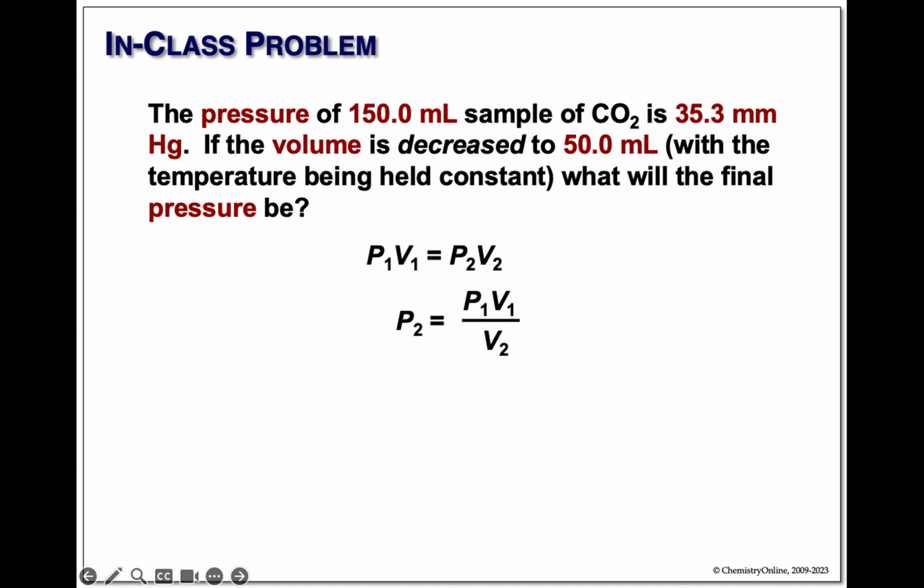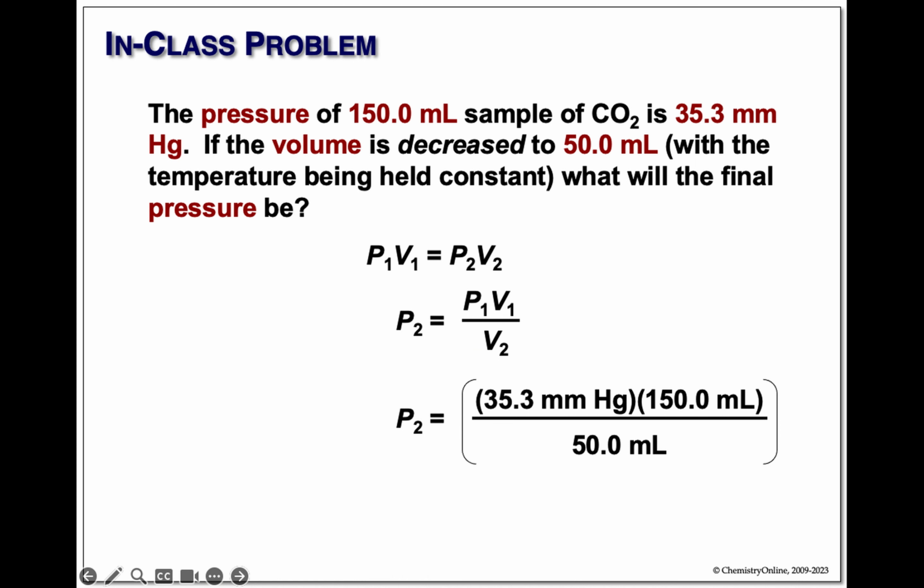Simply substitute. P1, 35 millimeters. V1, 150 mils. V2, 50 mils. So we're starting at 150 and we're decreasing the volume to 50. Once again, we will cancel milliliters. And our math, quite simply, is 35 times 150 divided by 50, 106 millimeters.